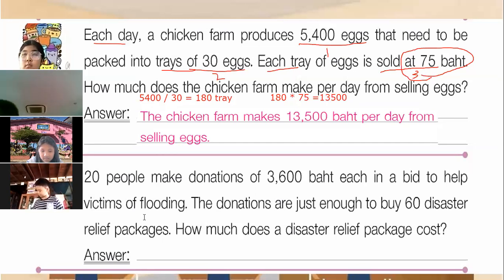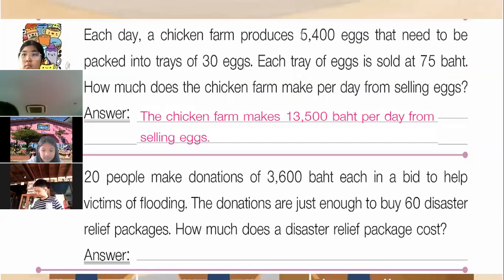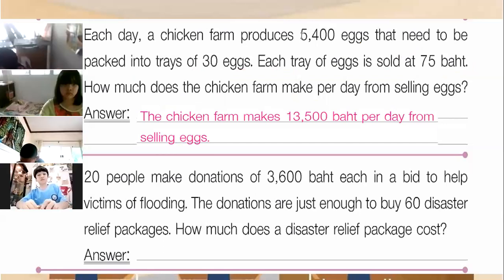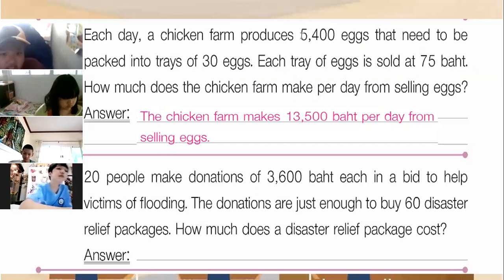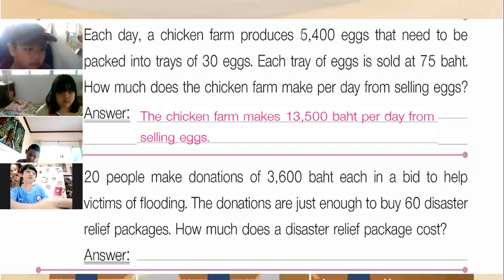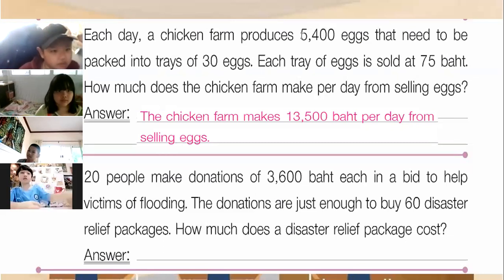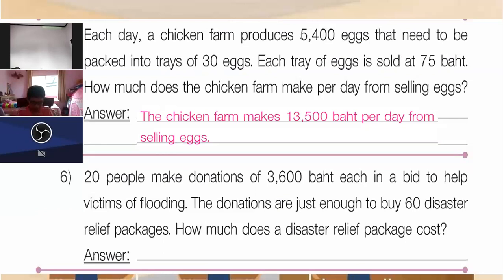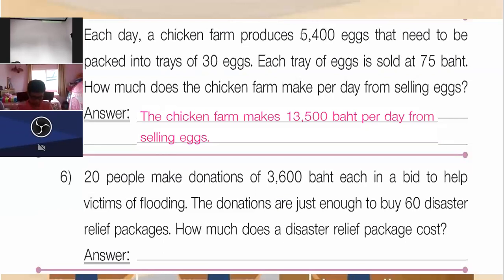Anyone have the answer? Question number six, students? Problem number six. Anyone have the answer? Yeah, what is your answer? My answer is that at the center they leave 60 packets cost. Anyone else, students? Anyone else have an answer?